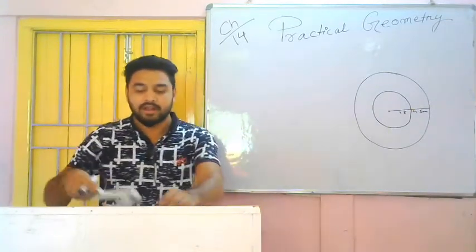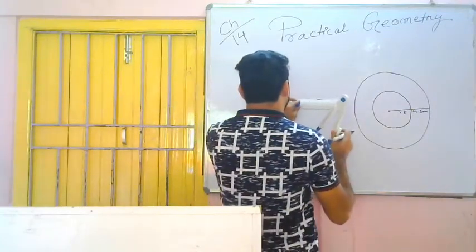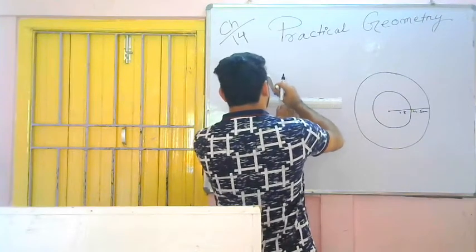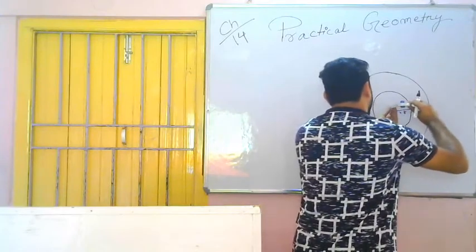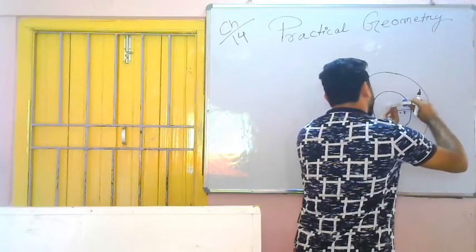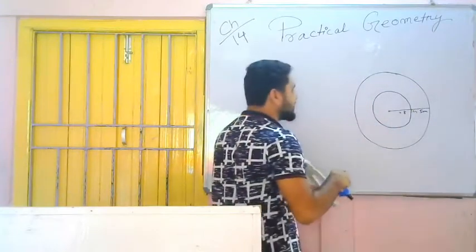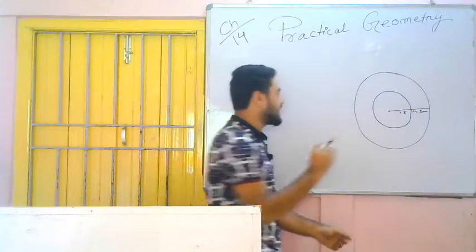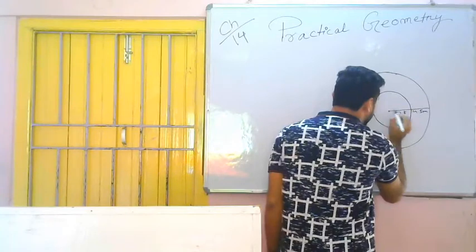Now you have to take 3 centimeter. You put the ruler again and take 3 centimeter from the ruler. After that you keep the center the same, put the compass needle here, and again draw a circle with radius 3. I am drawing by hand, but you draw with your compass, again keeping the same center.